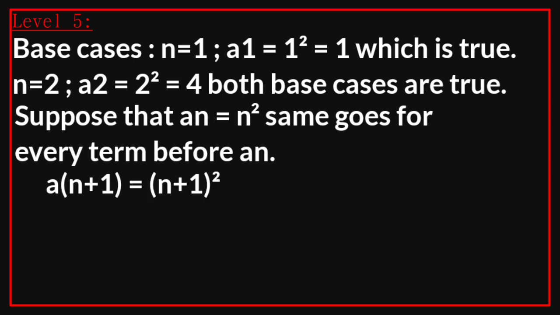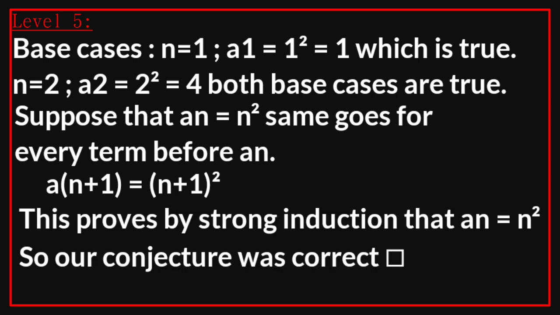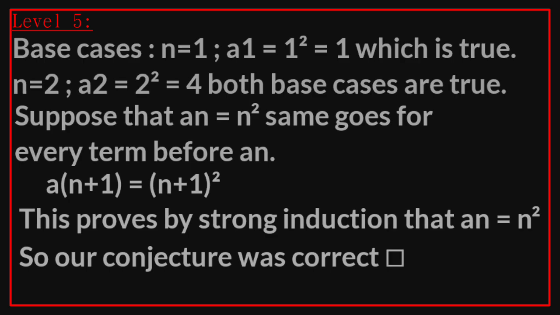Since our base cases are true, and for AN and every term before it to equal N square, we find AN plus 1 equals N plus 1 square, we can conclude by strong induction that our assumption was right. For every number N, we find AN equals N square. And just like that, our proof is completed and the conjecture was right.